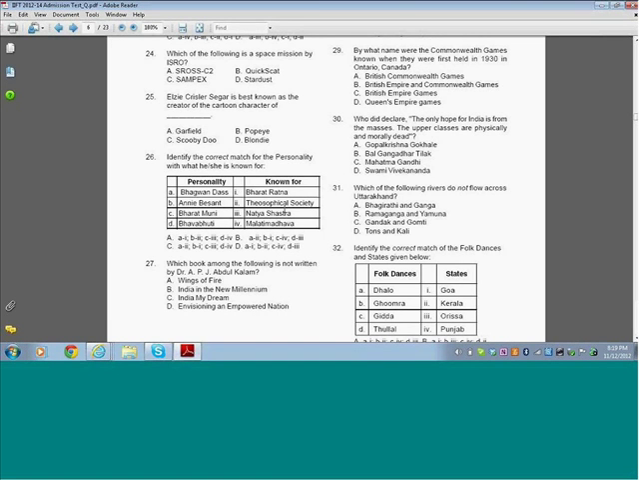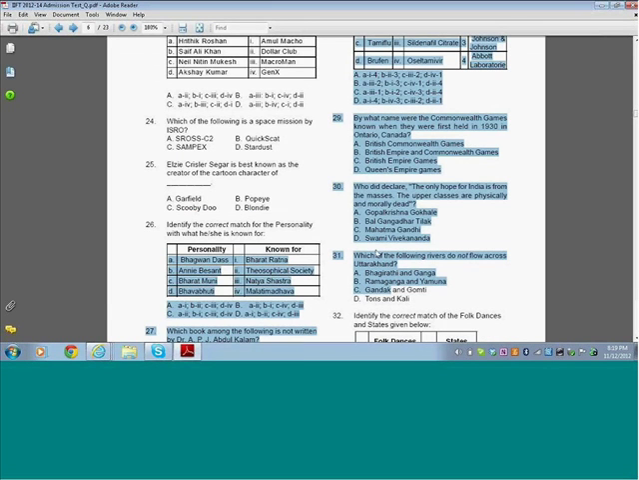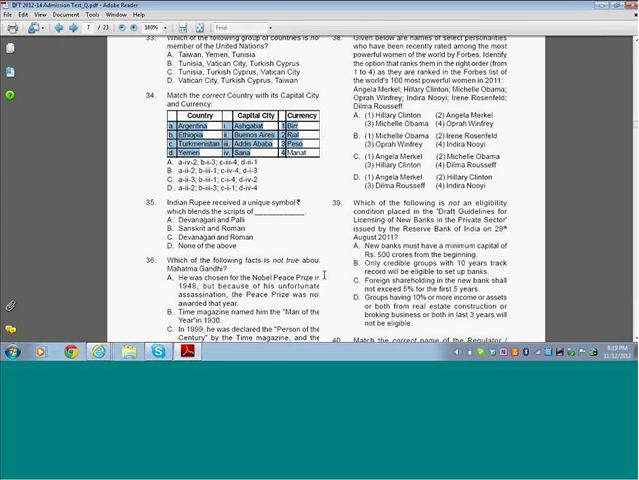The beauty of these questions is that even if you don't know all of them, you can many a time get the answer on the basis of 1 or 2 of them only. Again, match the following. So the first section was reasoning, the second is a GK section. Again, match the following. Section 3 is the RC section, with the passage given to you.